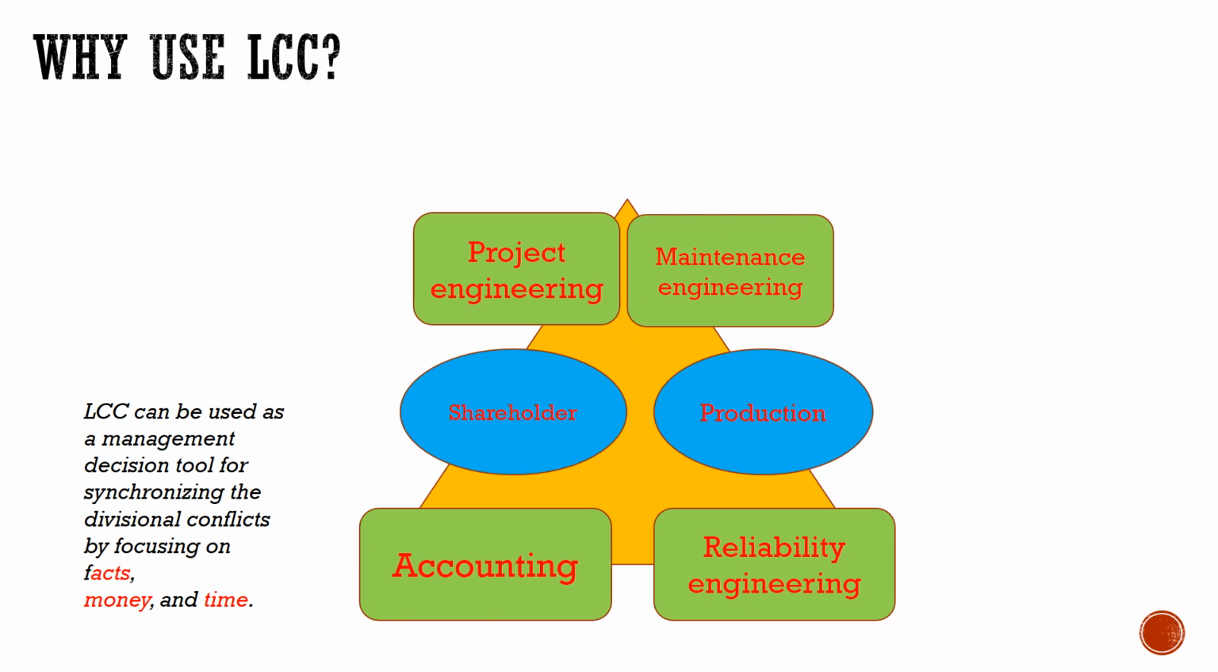Look at some charts, some colors, and shapes containing something like project engineering, maintenance engineering, shareholders, production, accounting, reliability engineering. So life cycle costing can be used as a management decision tool for synchronizing the divisional conflict by focusing on facts, money, and time. Of course, yes, of course.